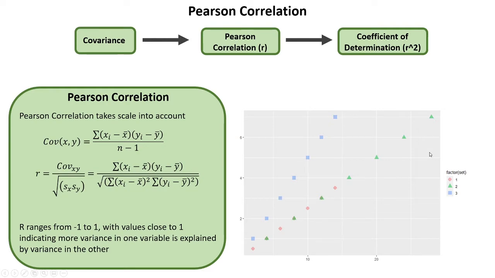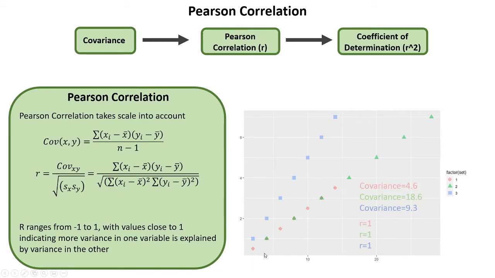So if we go back to our data set here, our covariances were as such, but our Pearson correlations for all of these are going to be 1. And that's because all three of these are a line, which means that all of the variance in one variable is explained by the other, right? All of the variance in y is explained by the variance in x.